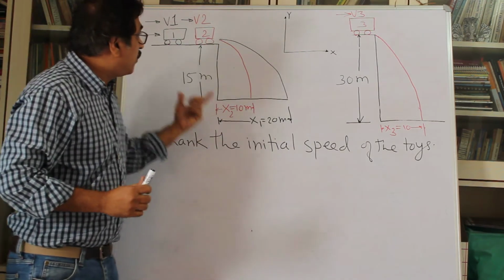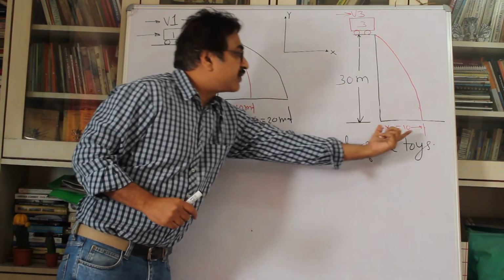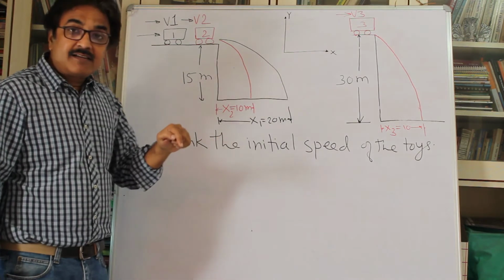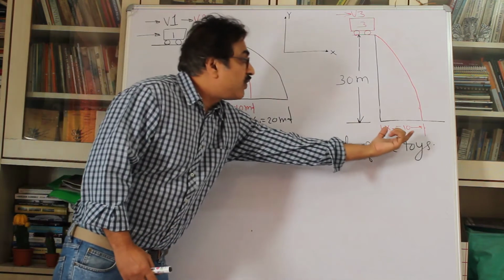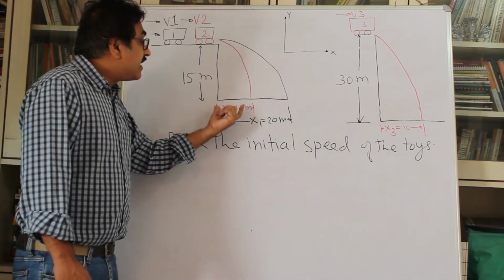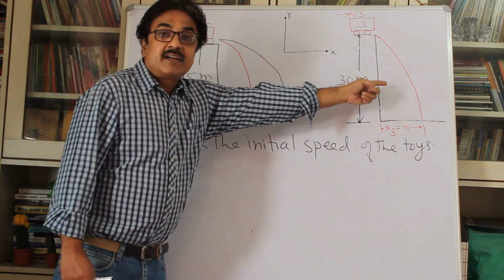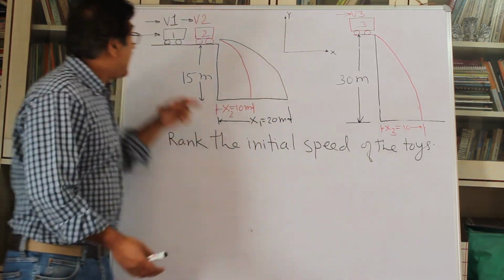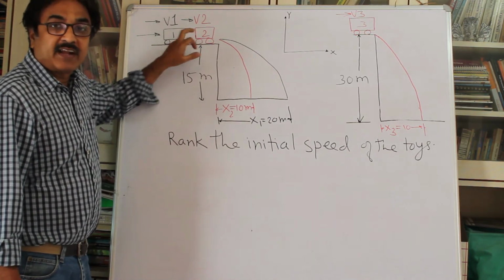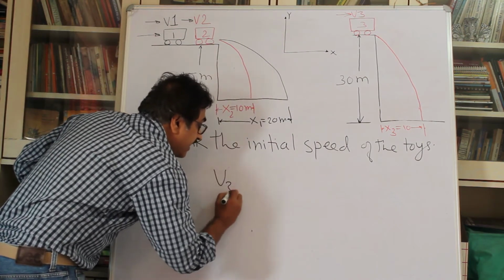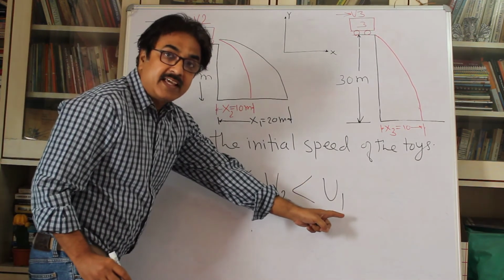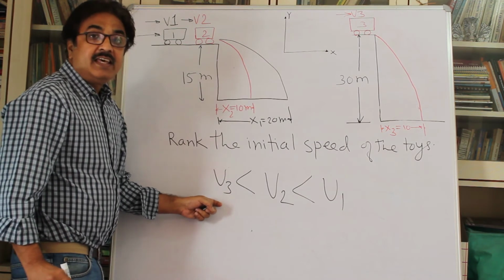And compare V2 and V3, because V2 is traveling a horizontal distance of 10 meters, and V3 is also traveling a horizontal distance of 10 meters. But we have said that car 3 stays for longer time in the air, and despite being in the air for longer time, it has moved only 10 meters. And car 2, despite being in the air for a shorter time, has traveled 10 meters, right? Both of them have traveled 10 meters horizontally, but this car has taken longer time. So one can say that V3 is least, less than V2 and V1. So V1 is the highest speed, V2 is the next speed, and V3 is the least speed, right?